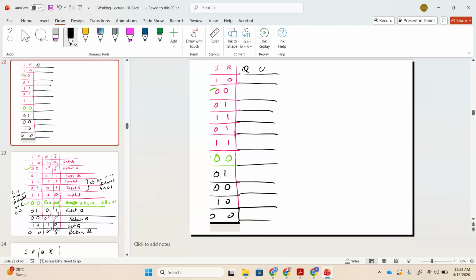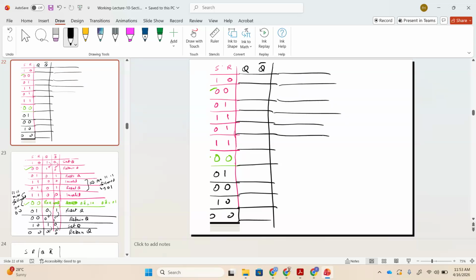So we have Q and Q bar. Okay, 1-0. What will be the output? Any students other than the ones I mentioned? Anyone? If S is 1 and R is 0, Q is 1 and Q bar is 0. What is your good name? Mira. Very good. Mira, full name? We have multiple Miras. Mira al-Maherzi.